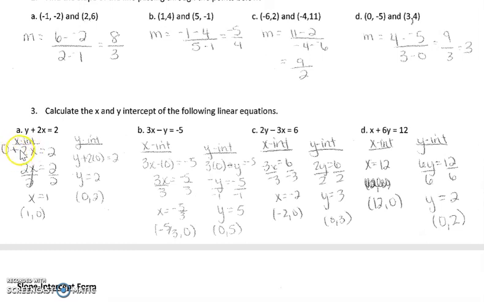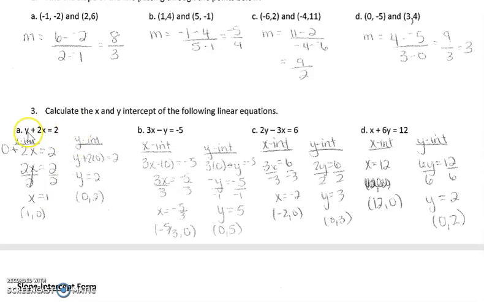0 plus 2 times x equals 2. You're plugging in 0 for y. When you add 0, it doesn't change anything, so it's just 2x equals 2. And so you divide by 2, you get an answer of 1. X equals 1. Your ordered pair is 1, 0. 1 is the answer you found. 0 is what you plugged in for y to begin with.